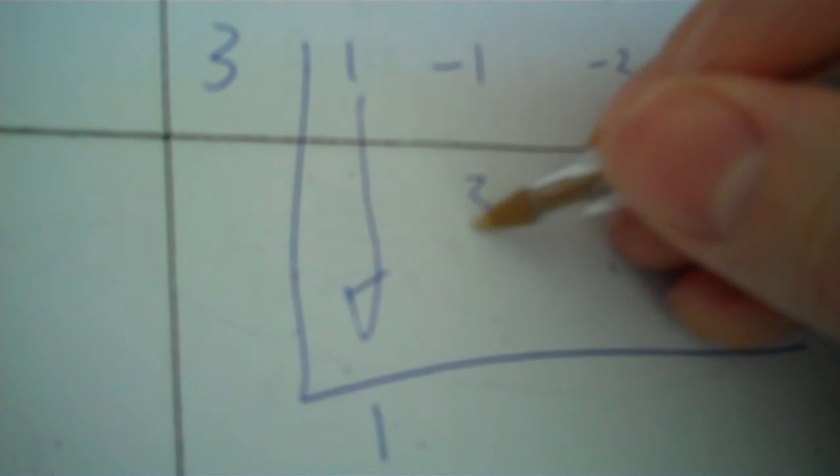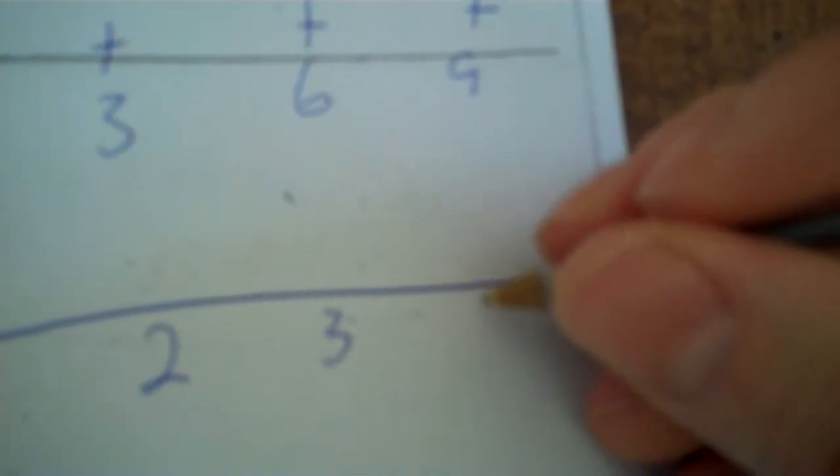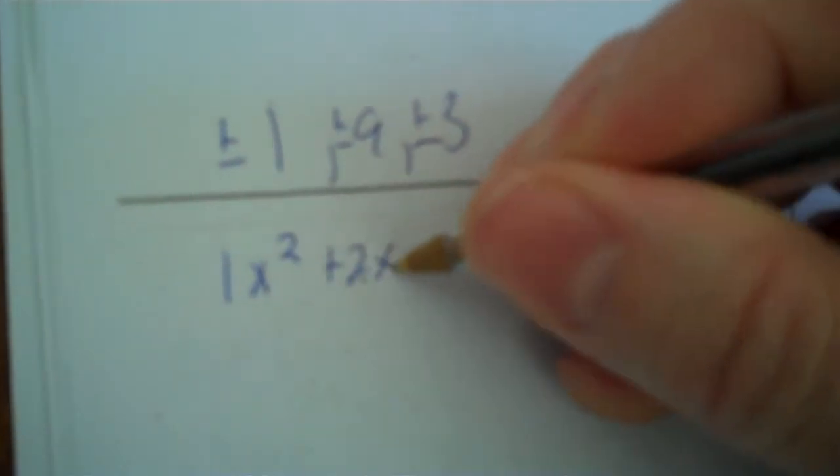So we have 1, negative 1, negative 3, negative 9. So 1 times 3 is 3. Negative 1 plus 3 is 2. 2 times 3 is 6. 3. And then 3 times 3 is 9. Okay, so there's your remainder, 0. Now our new equation, it goes from an x third to an x second. So we have 1x to the second plus 2x plus 3 equals 0.